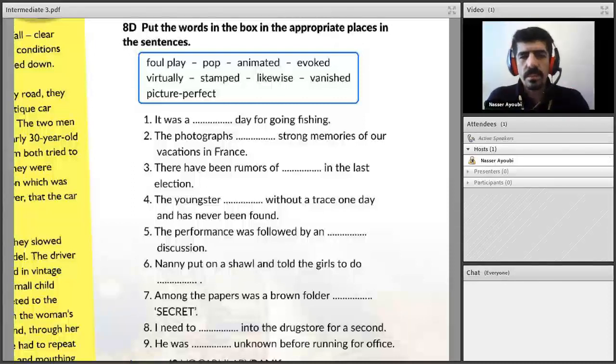Number 2. The photographs evoked strong memories of our vacations in France. The photographs evoked, stimulated, triggered strong memories of our vacations in France. 3. There have been rumors of foul play in the last election. Foul play is any kind of crime, cheating.